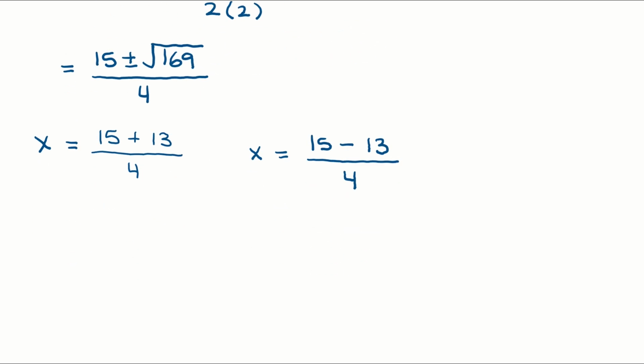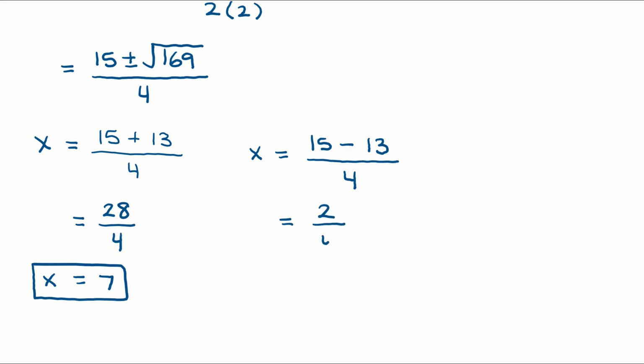When we solve these even further, we get x is equal to 15 plus 13, which is 28 over 4. This divides really nicely, giving us x is equal to 7. And on our other side, we have x is equal to 15 minus 13, which is 2 over 4, which simplifies to x is equal to 1/2. So remember, when we are working with these equations, get your equation into standard form, state your a, b, and c, and then just plug it into the quadratic formula and solve.